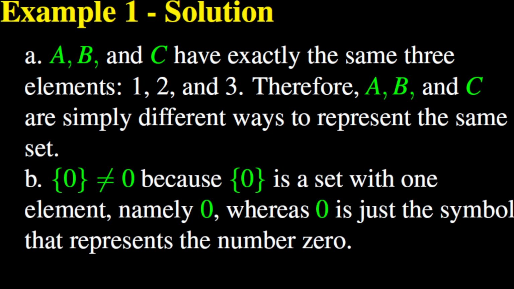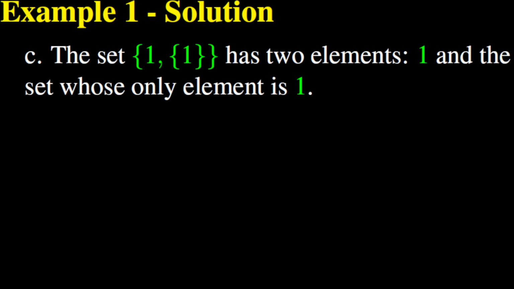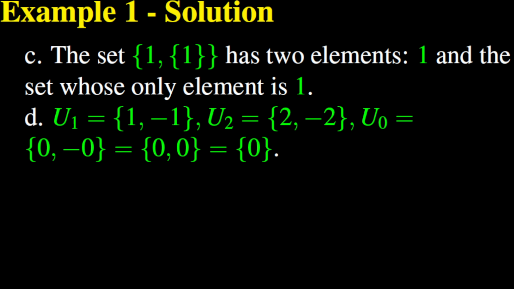In question B, the singleton with only element 0 is not the same as 0, because it is a set with one element, namely 0, whereas 0 is just the symbol that represents the number 0. In question C, the set with elements 1 and the singleton 1 has two elements, 1 and the set whose only element is 1. In question D, the set U_1 has two elements, 1 and negative 1, the set U_2 has two elements, 2 and negative 2, and U_0 is a singleton with only one element, 0.